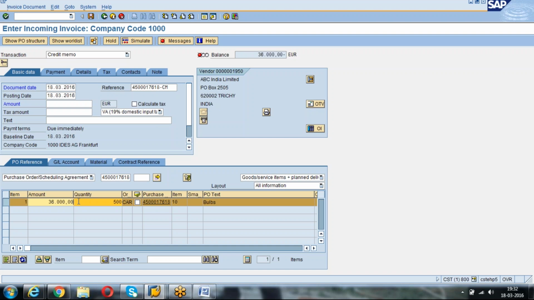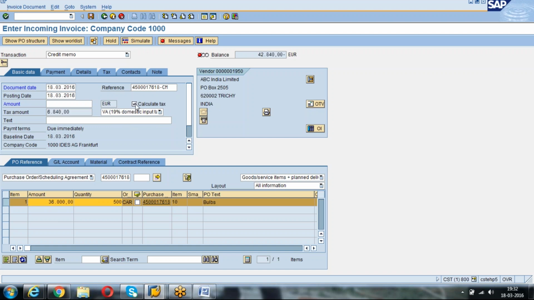For example, you will see the real-time scenario. Whenever the entire materials are damaged, it's a rare case, right? You have to change the price manually if you want to do the partial credit memo. If you want to do the direct credit memo, we can keep the same amount. The 500, I'm doing the credit memo for that.